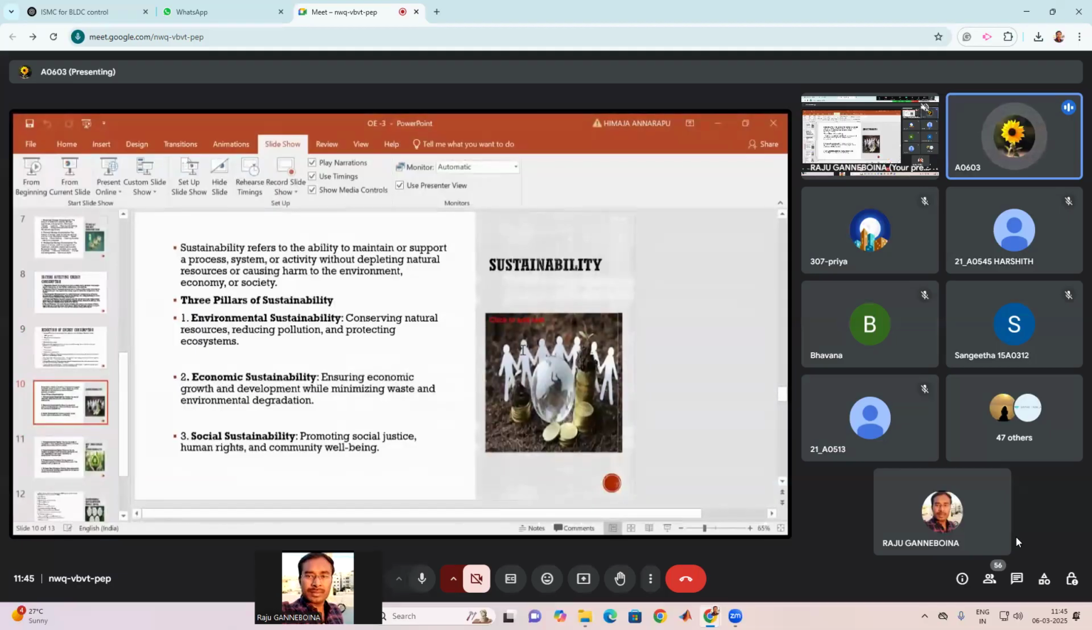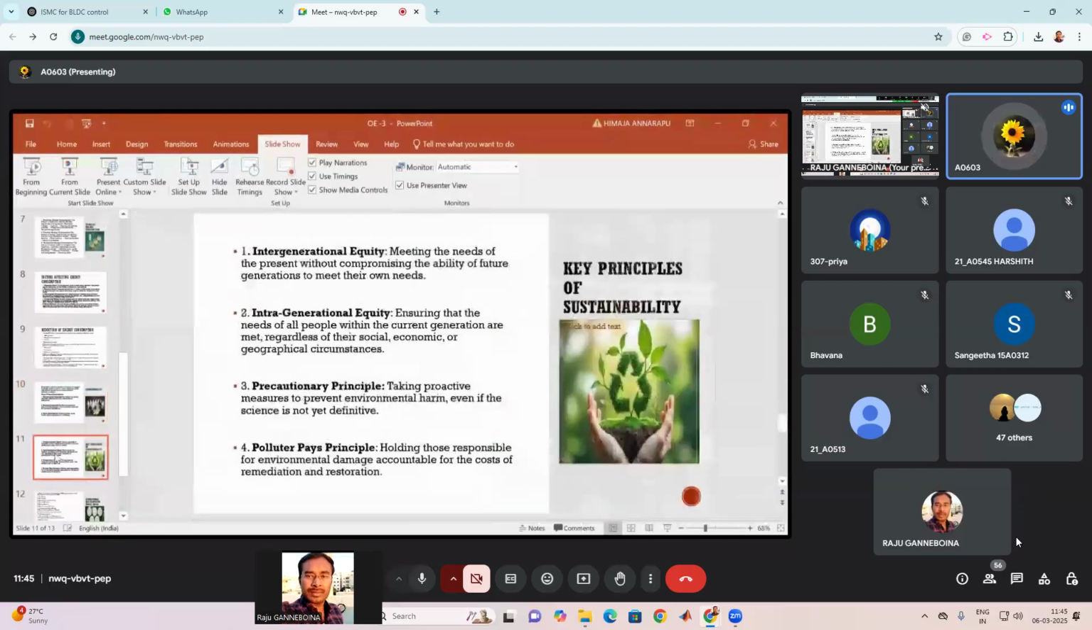There are three pillars of sustainability. First is environmental sustainability, second is economic sustainability, and third is social sustainability. In environmental sustainability, conserving natural resources, reducing pollution, and protecting ecosystems will be there. In economic sustainability, ensuring economic growth and development while minimizing waste and environmental degradation. And social sustainability, this is the most important thing, promoting social justice, human rights, and community well being. Thinking about everyone is really very important when it comes to sustainability.